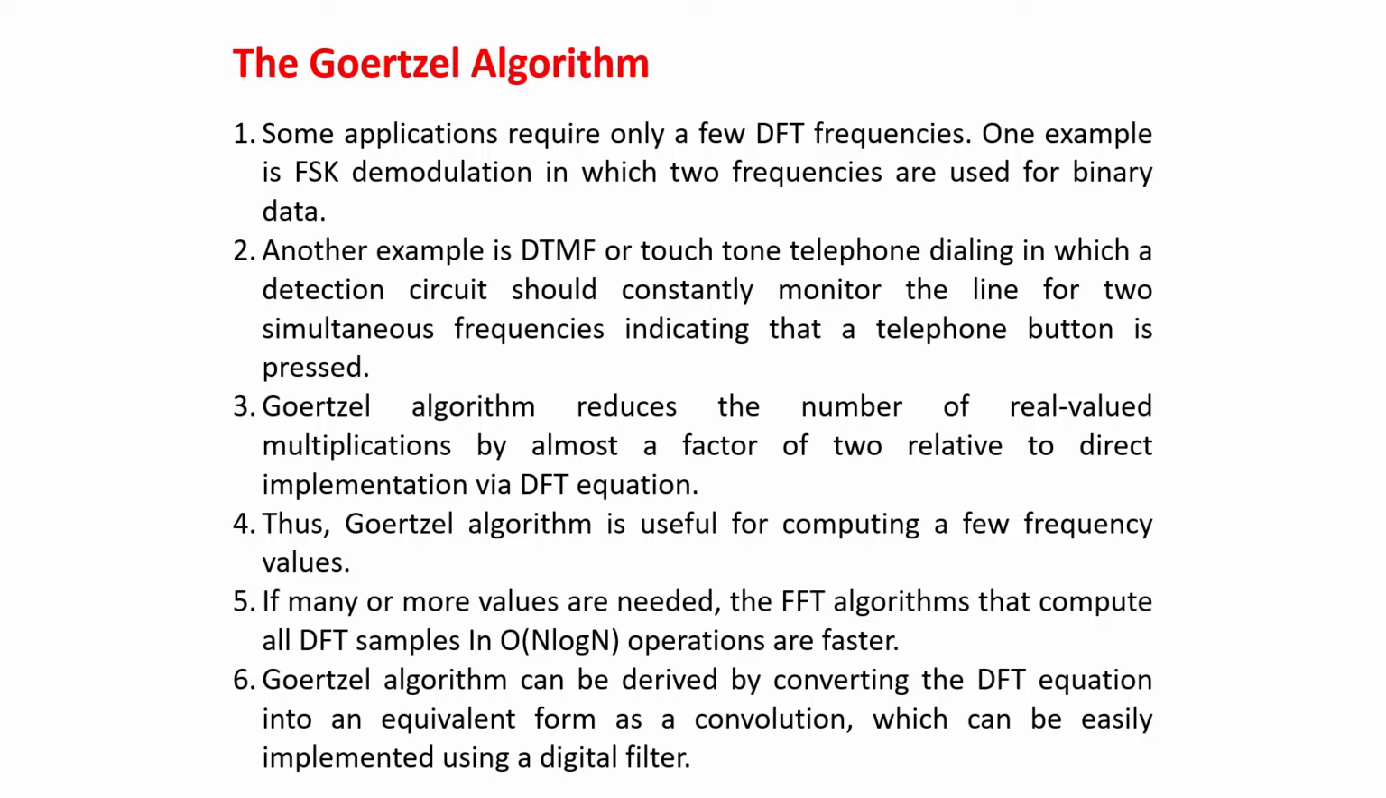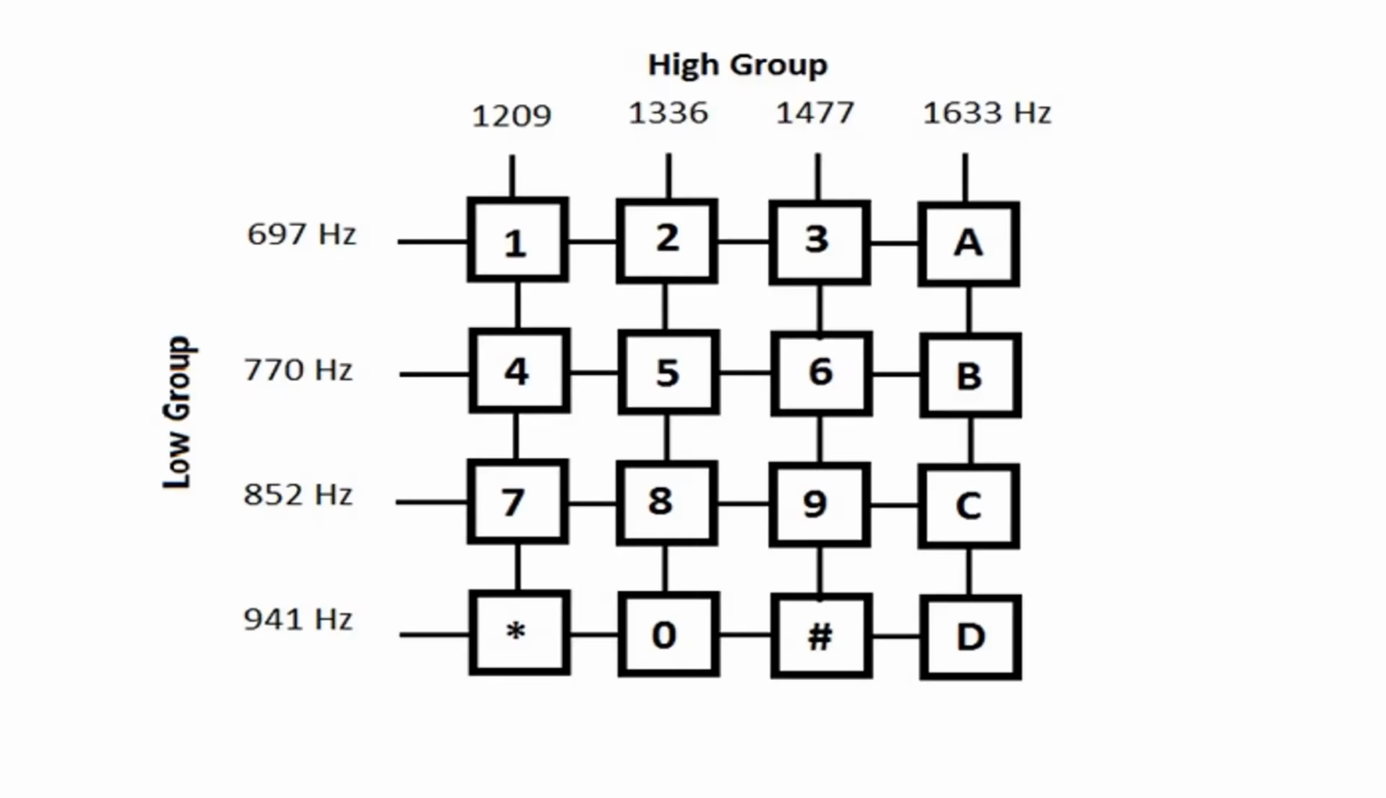Another example is the DTMF dialing system. Let me show you the diagram of the DTMF dialing system. Here DTMF means dual tone multiple frequency. This is the normal keypad of your telephone system, where the keys are present in the form of a matrix. Now this is 1, 2, 3, and the first row corresponds to a frequency of 697 hertz, second row 770, third row 852, fourth row 941.